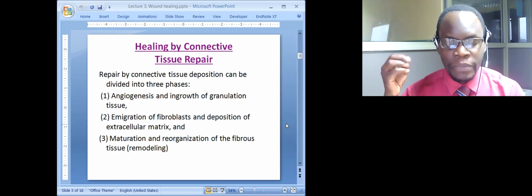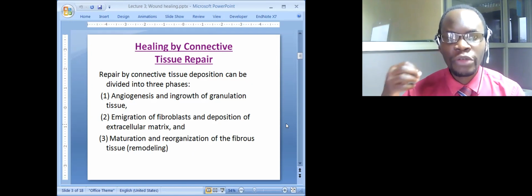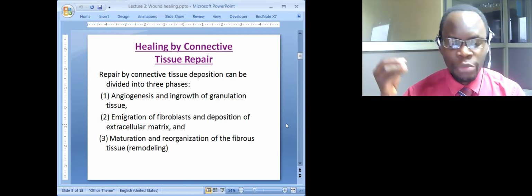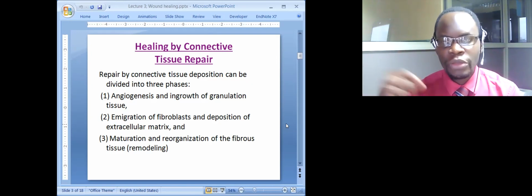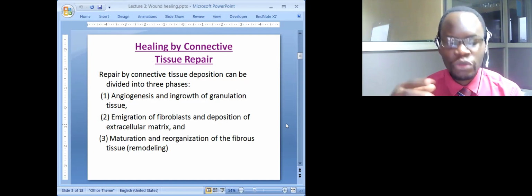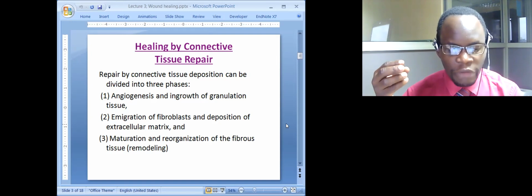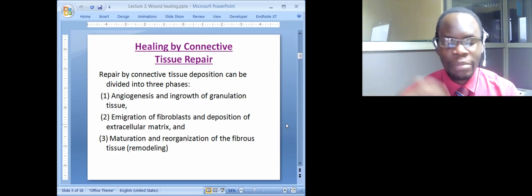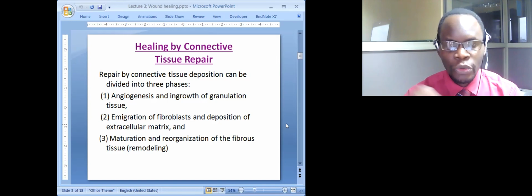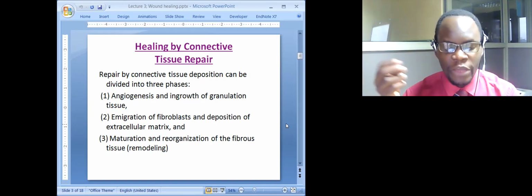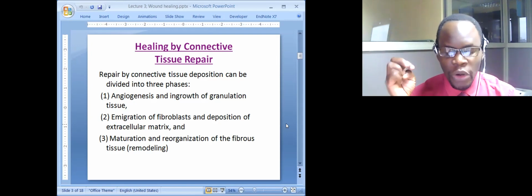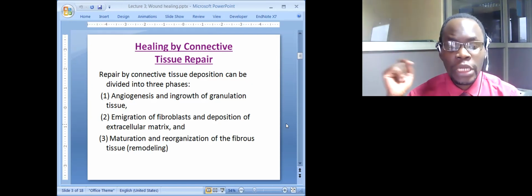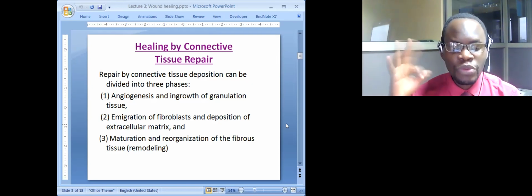Remember, fibroblasts are responsible for formation of fibrin, and so you have fibroblasts immigrating towards that area. And so fibrin and collagen will be formed to close up that place where tissue was destroyed. And then further, you have the maturation and reorganization of fibrous tissue, or what we refer to as remodeling. So those are the 3 phases that occur.